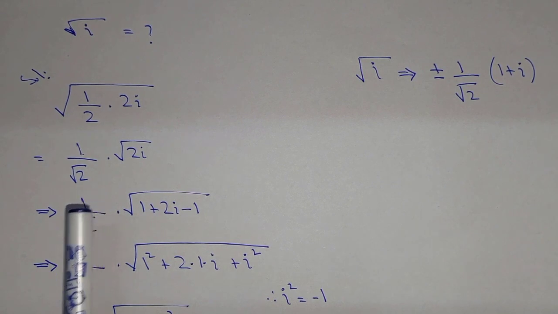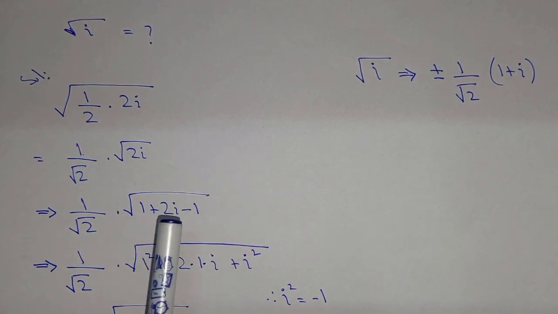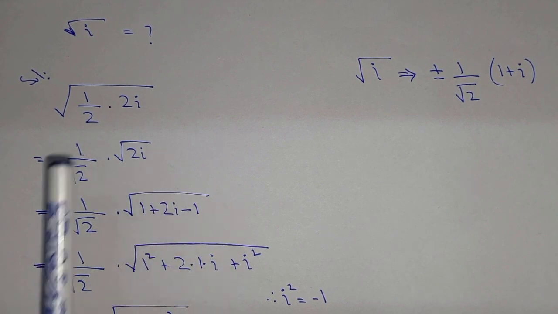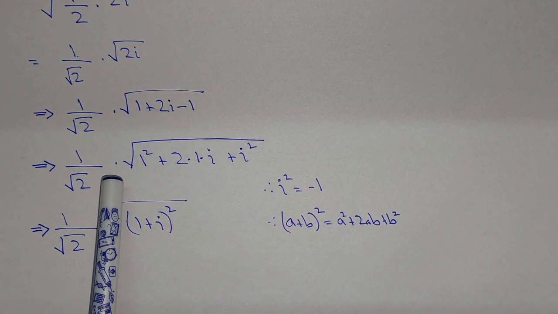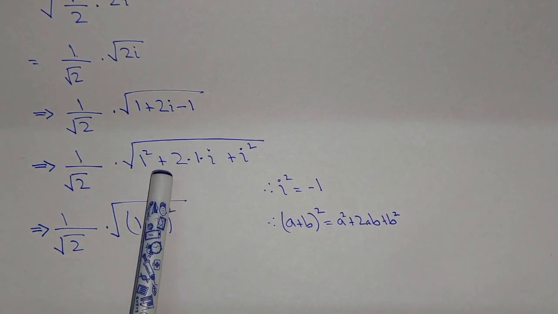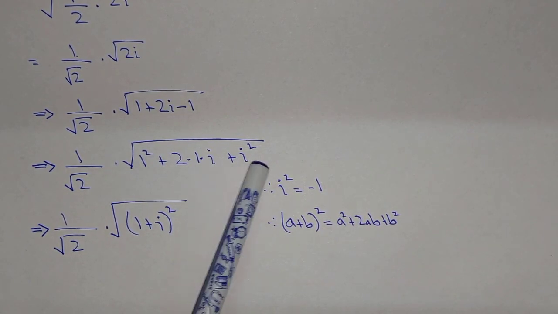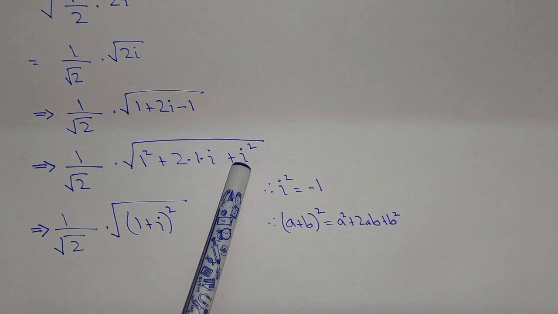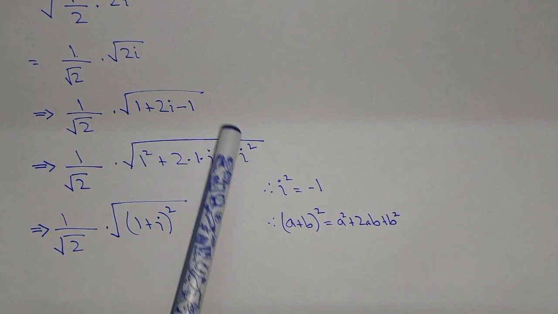So we can also write this as 1 over under root 2 into, in the under root we have 1 plus 2i minus 1, because 1 will be cancelled. Again this will be the same. So we can write this as 1 over under root 2 into, in the under root we have 1 square plus 2 into 1 into i plus i square, because i square will be minus 1. Again minus 1 and 1 will be cancelled, so this will be the same.